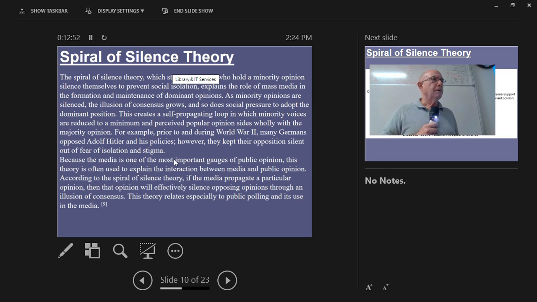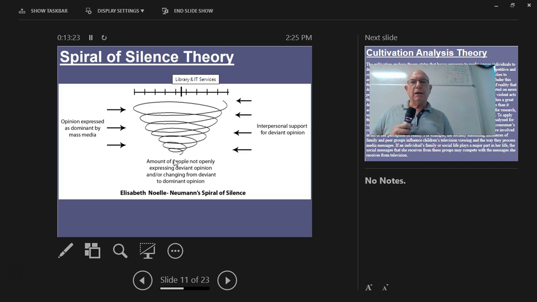The spiral of silence theory. We associate it most with Germany during World War II, where the Jews themselves chose to be silent because they thought they'd be better off just keeping their mouth shut. And then it turned out they were gathered up and millions of them were killed instead. So it turned out that was a bad strategy to keep their mouth shut.